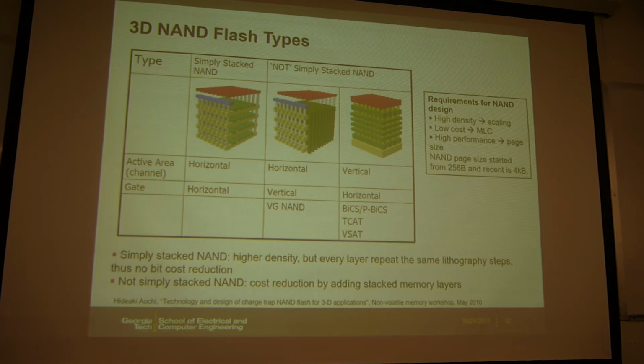So let's draw the cross section so you will understand better. This is like the nanowire, and the channel direction is in and out from the plane. So the channel is in and out from the plane. What you want to do here is to share the gate.